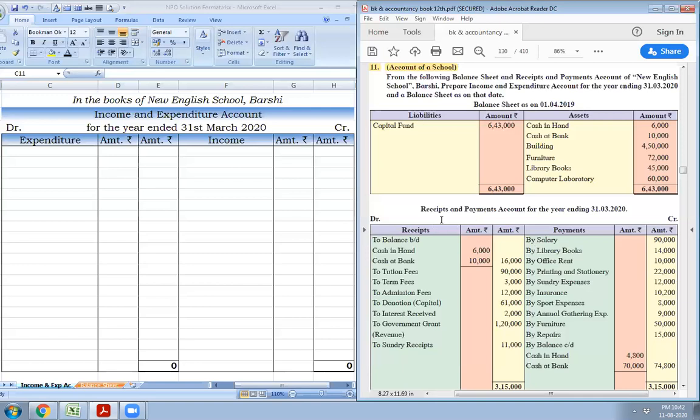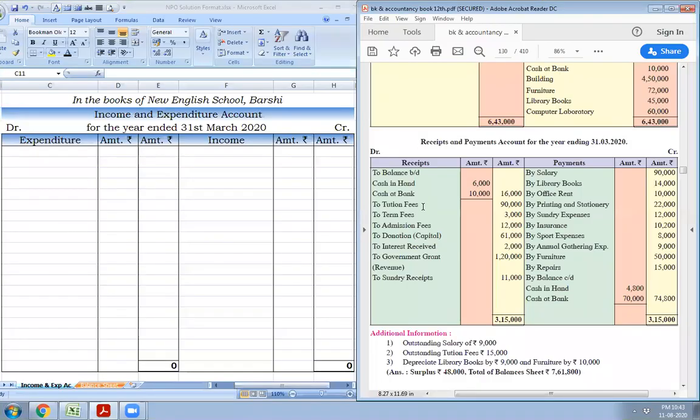Next, throughout the year, let us have a look at the receipts. Opening cash balance and opening bank balance, ignore this part as it is already recorded in the opening balance sheet. Tuition fees received, income side. Term fees received, income. Admission fees received, income side. Donation, capital, it is to be capitalized, so we will add it to the capital fund. Interest received, income. Government grant, revenue, income. Sundry receipts, income.